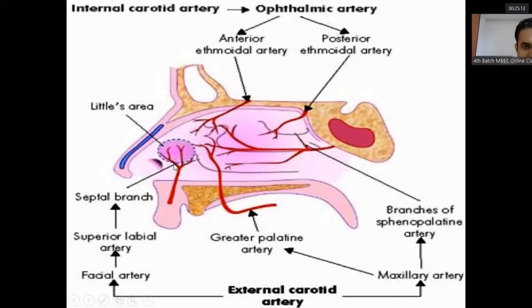Okay, so look here, the terminal branches of the superior labial artery come to Little's area, and the greater palatine artery also reaches here, and the superior palatine artery also reaches Little's area. The anterior ethmoidal artery and the posterior ethmoidal artery don't reach up to Little's area. So this is excluded, and this is the answer. Which one is not there in Little's area? The posterior ethmoidal artery isn't there. In Little's area, the blood supply is from both the external carotid artery and the internal carotid artery.